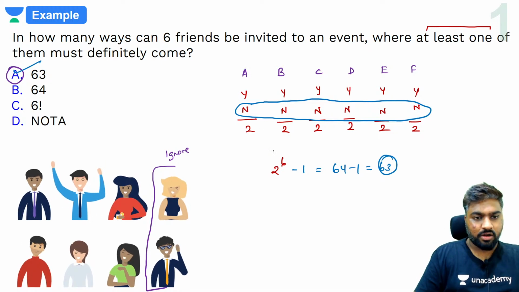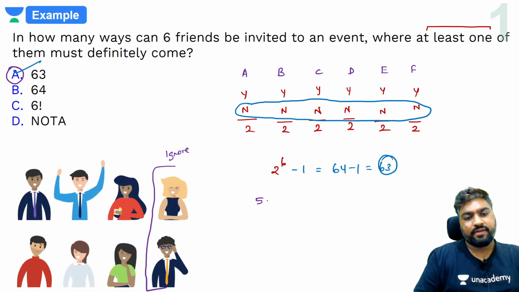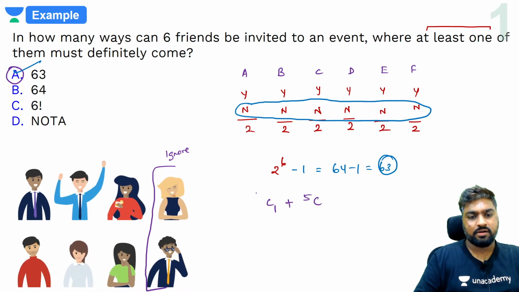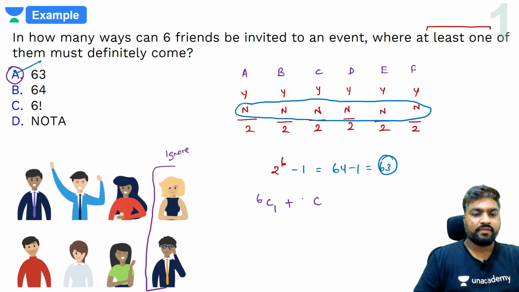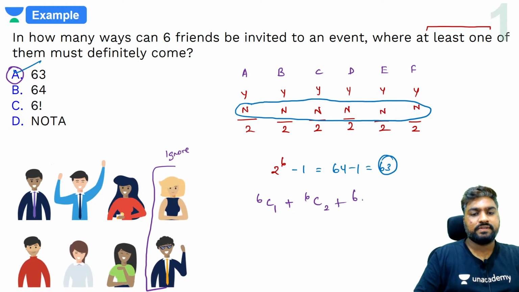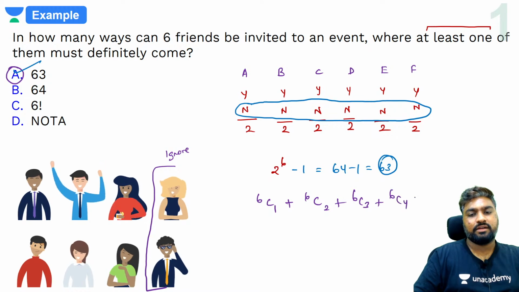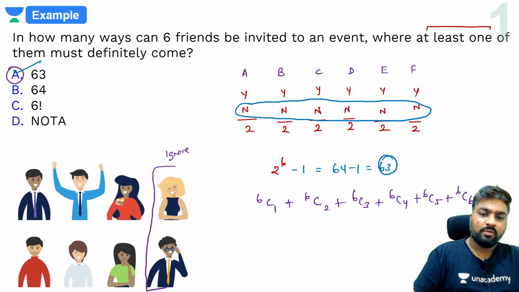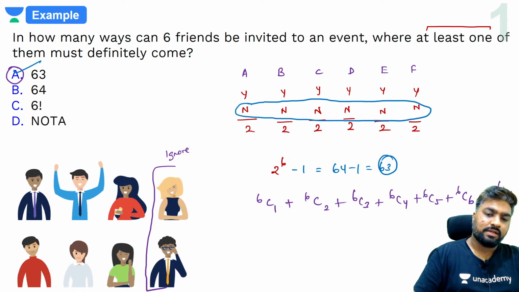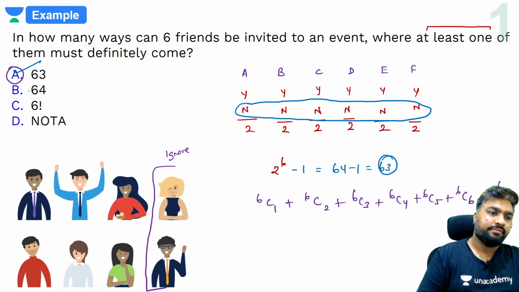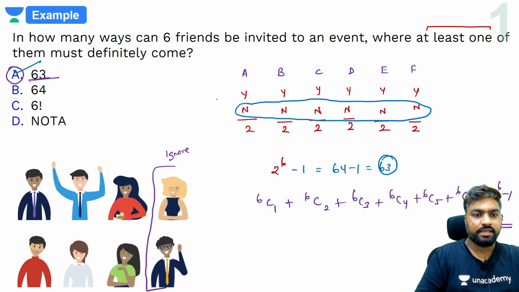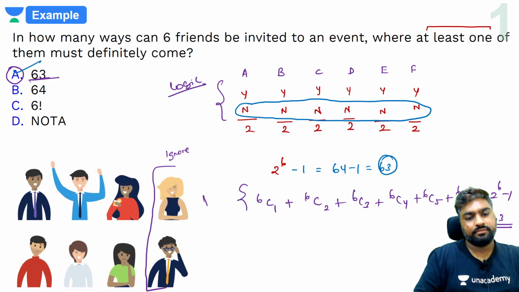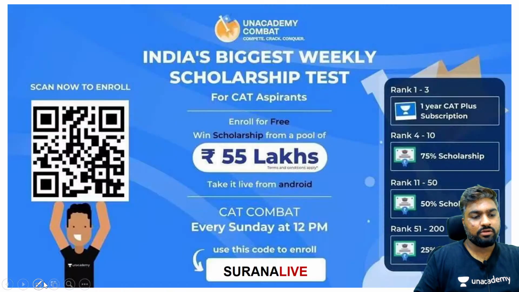Alternatively, out of 6 friends you select 1, out of 6 friends you select 2, out of 6 you select 3, out of 6 you select 4, out of 6 you select 5, out of 6 you select all 6, which is nothing but 2 power 6 minus 1, which is the same 63. Okay? Clear everyone? Logic? Binomial. Shall we move on to the next one?